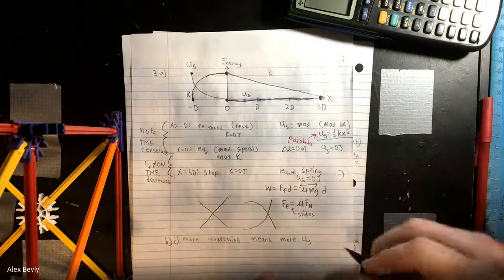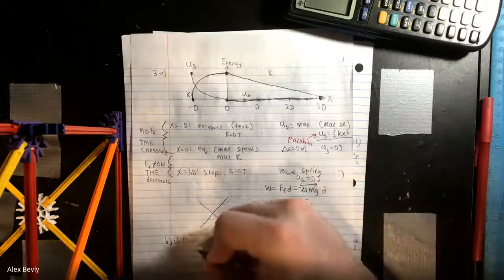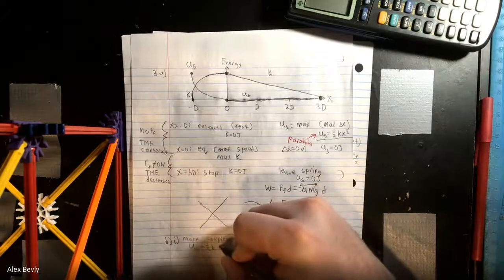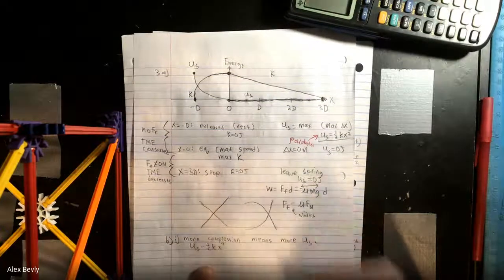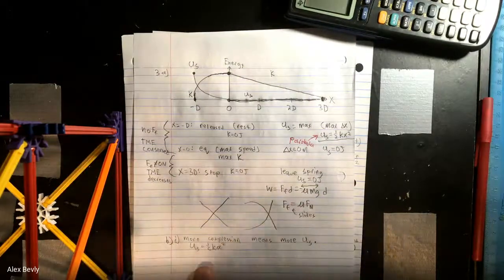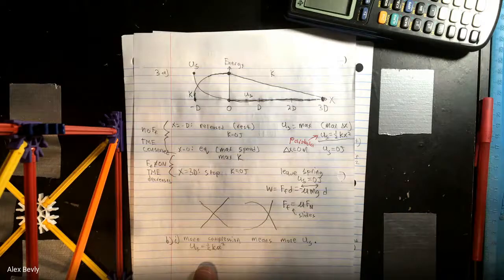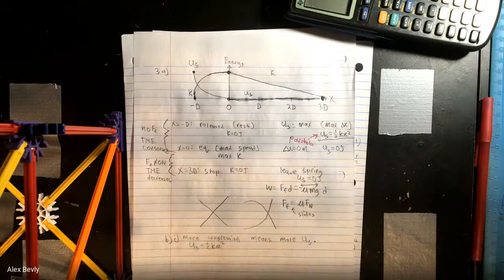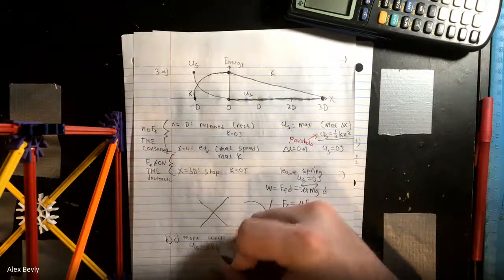So more compression means more spring potential energy. We could just give our equation. Spring potential energy is 1/2 spring constant times the displacement from equilibrium squared. And so I see from my equation, more compression means more spring potential energy. And then we could write that next to that.